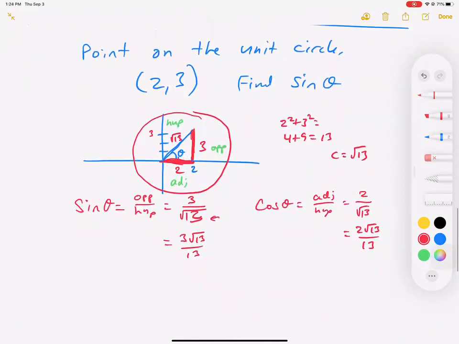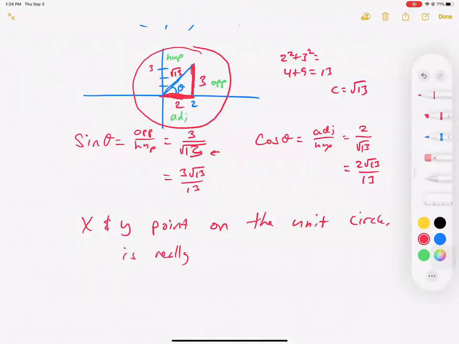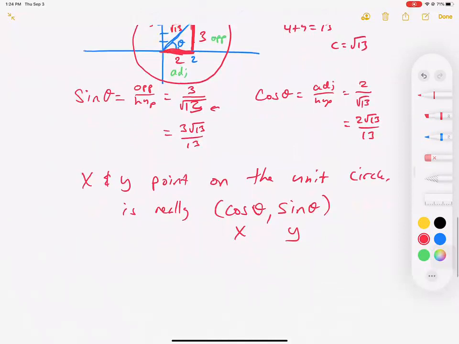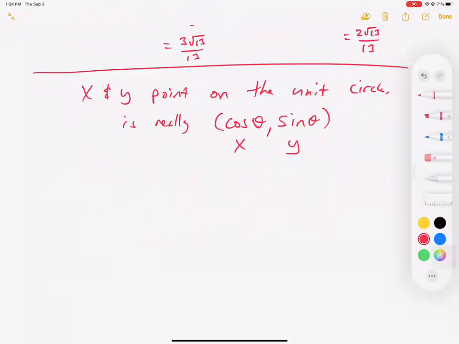Now, to rewrite this idea of the unit circle, we're going to spin this around, and I'm going to write this a slightly different way. An x and y point on the unit circle is really cosine of theta, comma, sine of theta. That means this is your x value and this is your y value. On the unit circle, the hypotenuse is exactly 1.